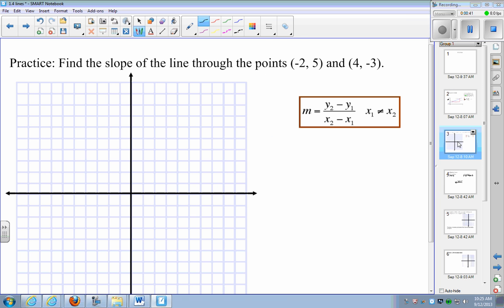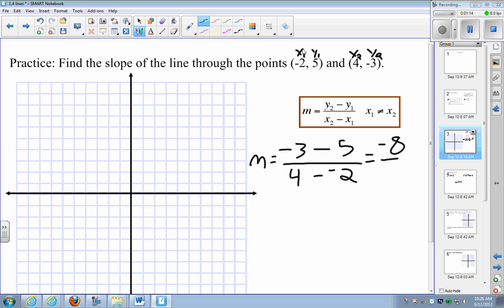So let's find the slope through these 2 points. Here, let's label all these: x1, y1, x2, y2. Okay, so we'll have y2, which is -3, minus 5, which is y1, all over 4 minus -2. This is our slope. So we'll end up getting -8 over 6. And if we reduce that, we get -4/3. And -4/3 is our slope.